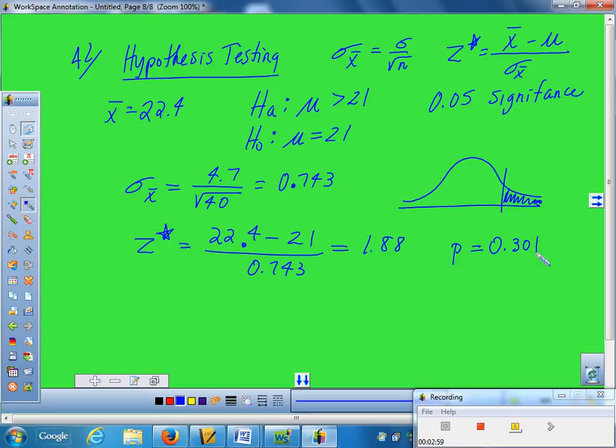So since that is less than the 0.05 significance that they were asking us for up here, they wanted our probability to be less than 0.05. It is. That means we have disproved the null hypothesis, or, as you recall, we are rejecting the null hypothesis, which means we are accepting the alternative, and yes, it does look as though our students scored better.